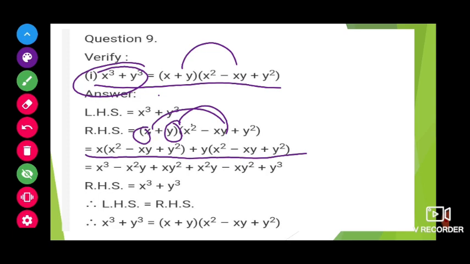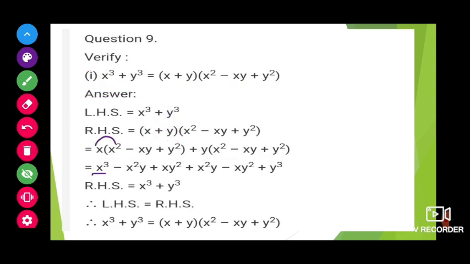Next, x into x square. Whenever we multiply x into x square, we get x cube, minus x into xy, minus x square y, x into y square, plus xy square. Next, y into x square, yx square, y into minus xy, minus xy square, plus y into y square, y cube. Now we observe minus x square y plus x square y can cancel. Plus xy square minus xy square will get cancelled. So the remaining is x cube plus y cube.